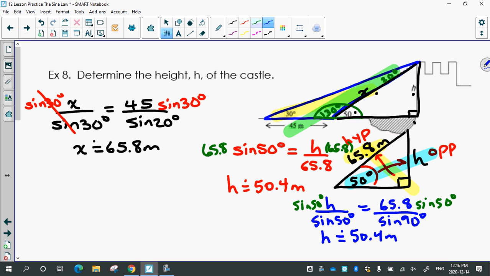So sine law works for every triangle, whether it's a right angle triangle or not, but SOHCAHTOA only works for right triangles. Sine law works for every triangle. SOHCAHTOA only works for right triangles. Okay? So we still have to answer the question. Therefore, the castle is 50.4 meters tall. So that was a bit of a thinker.